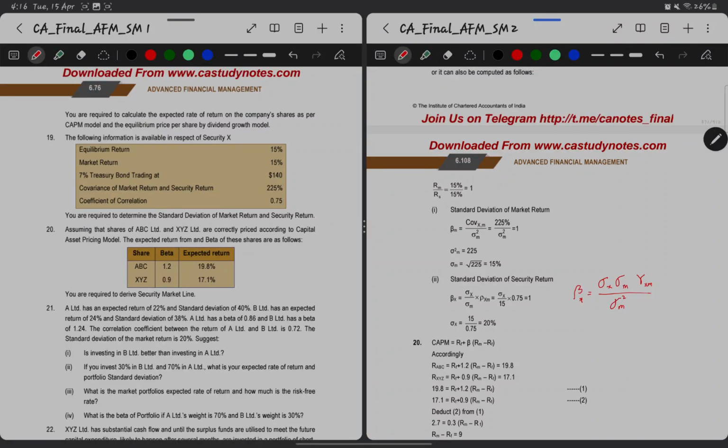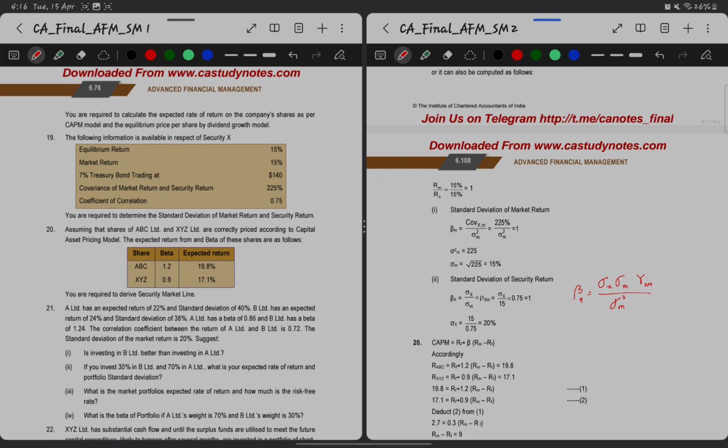Hi CA students, let's revise CA Final AFM Chapter 6 Portfolio Management Practical Question 19. The following information is available in respect of security X. Equilibrium return 15%, which is the expected return, and market return 15%, 7% treasury bond trading at 140.